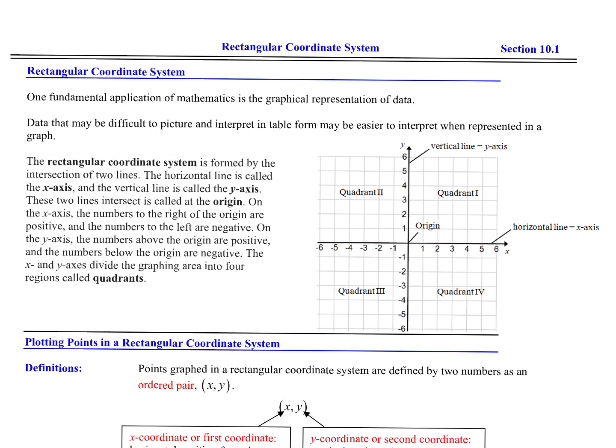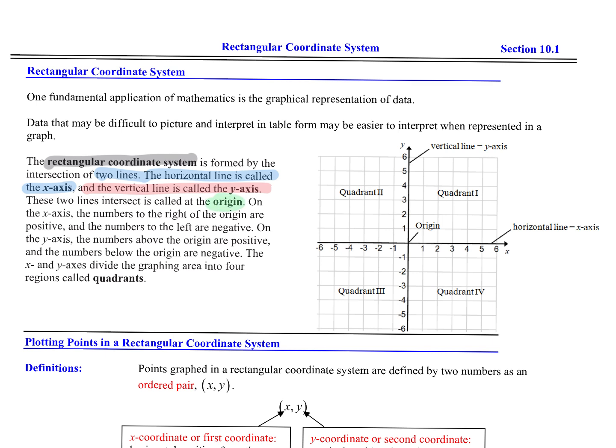Hello, this video covers section 10.1, which is the rectangular coordinate system. As you can see, we have the rectangular coordinate system shown. The rectangular coordinate system is formed by the intersection of two lines. The horizontal line is called the x-axis, and the vertical line is called the y-axis. These two lines intersect at the origin.